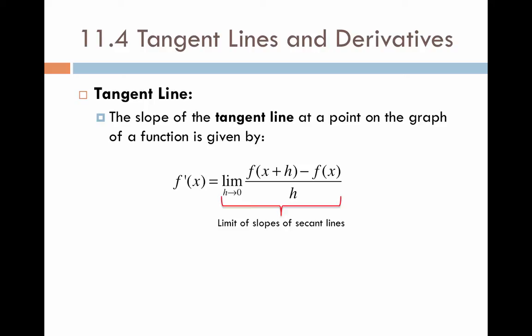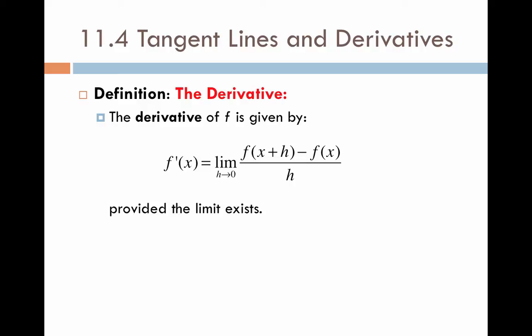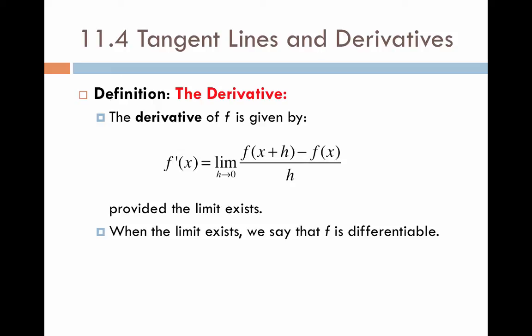Basically, this is what it looks like in math terms, what we saw visually as those blue secant lines were approaching the red tangent line. So f was the little apostrophe, and the x in parentheses is read f prime of x. So now we have a definition for the derivative. The derivative of f is given by f prime of x, that's how it's denoted, equals the limit as h approaches 0 of that difference quotient, provided the limit exists. When the limit exists, we say that f is differentiable.